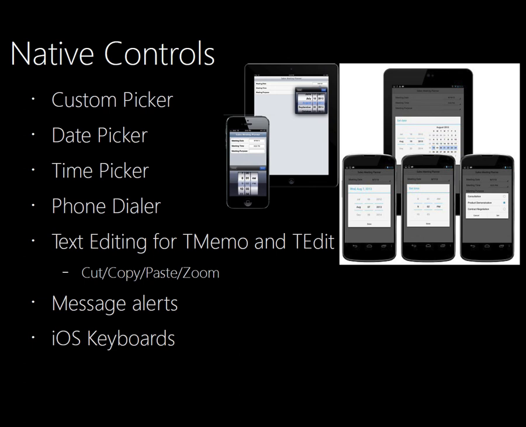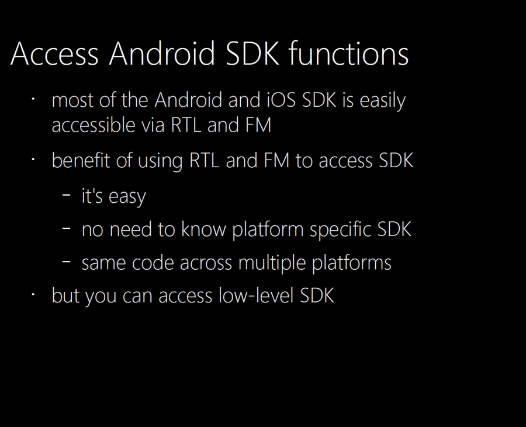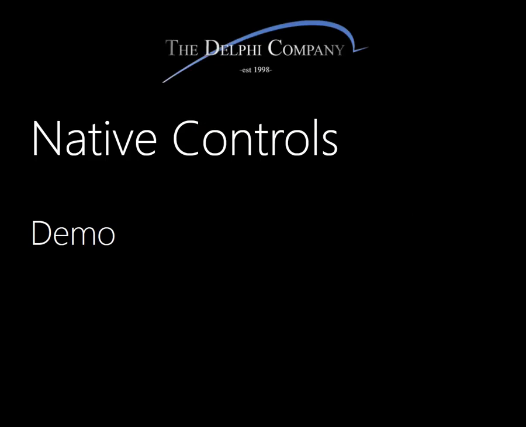How does that work? Well, they actually access the SDK, and while most of the Android and iOS SDK is easily accessible using RTL and FMX, not all of it is accessible. But the benefit of using native controls to display a calendar is, of course, that it's easy. You don't need to know any platform-specific coding, and you do get the platform-specific calendar. And you can use the same code across multiple platforms. But you can actually access low-level SDK, as native controls actually demonstrate quite clearly. Let's take a look at native controls and how those work.